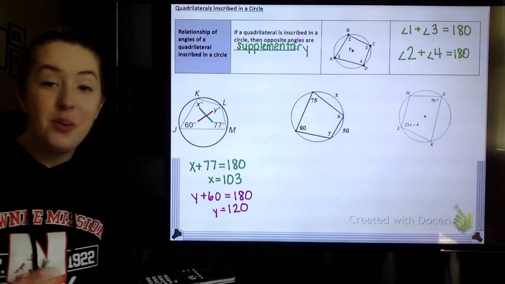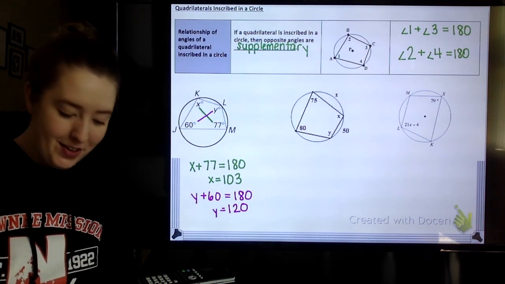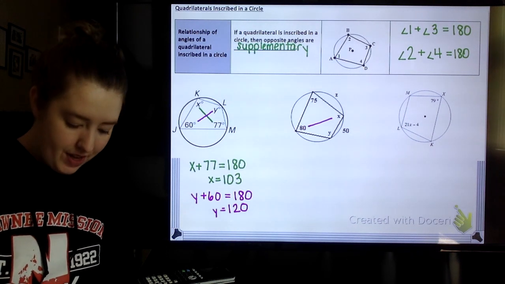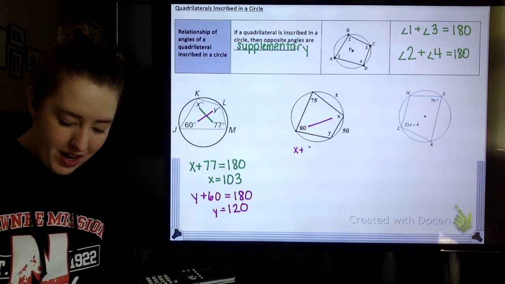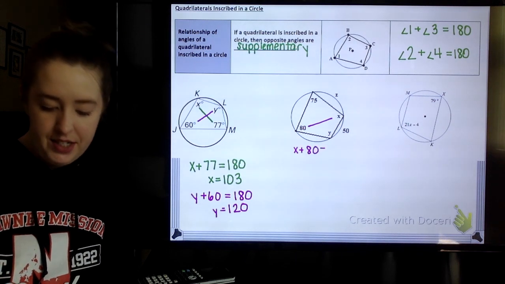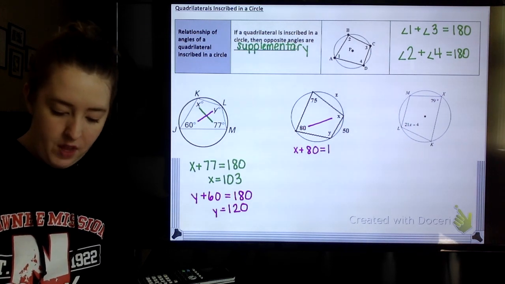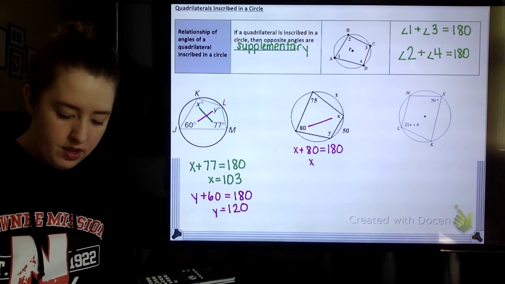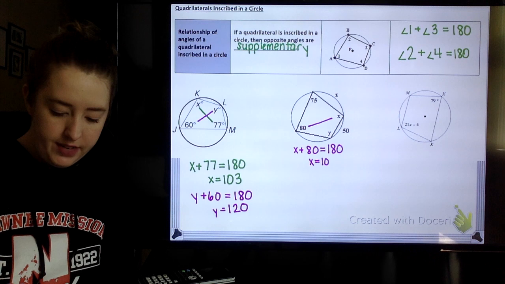It still works the same way in this one over here. 80 and x are opposite from each other, so that means that they are supplementary, so they add to 180. So x plus 80 equals 180, so x equals 100.